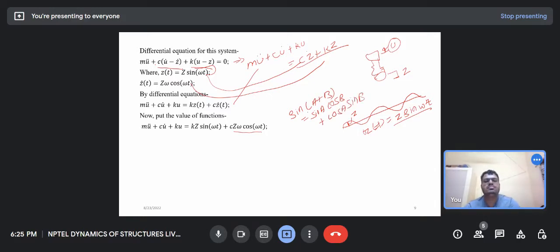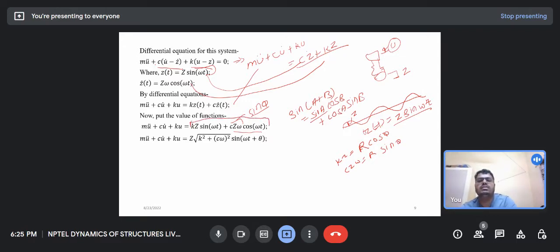If I consider kZ as some constant R cos theta, and cZ omega as some constant R sine theta, then the whole term would become R sine omega t plus theta.